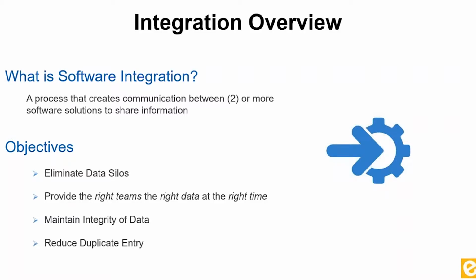And lastly, we want to reduce duplicate entry, because if a technology solution creates more work for you, then it's not really useful. There's no reason for a foreman or a project manager to use the tool if it makes his job harder. So you have to be able to reduce that duplicate entry and make it easier.